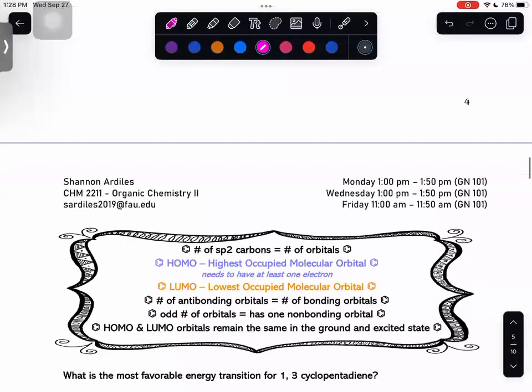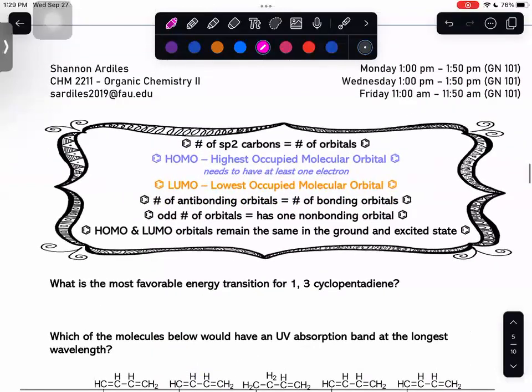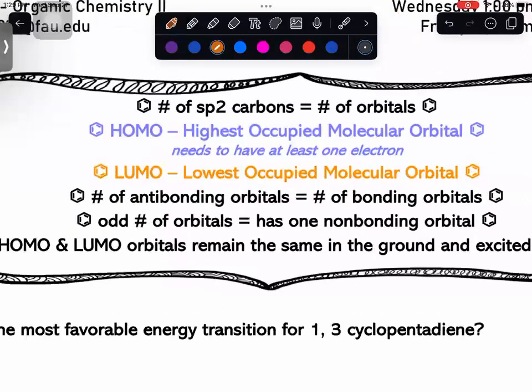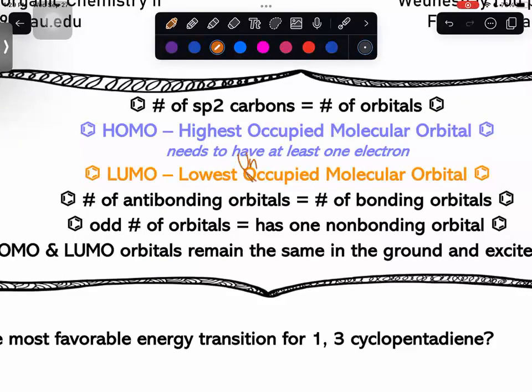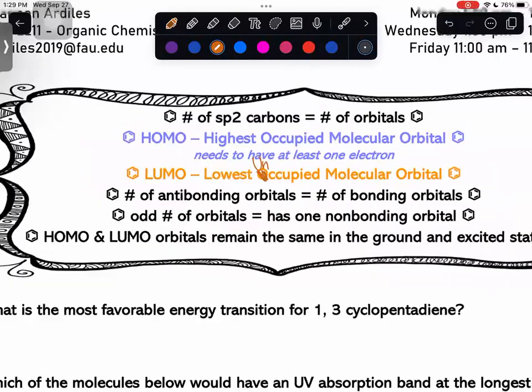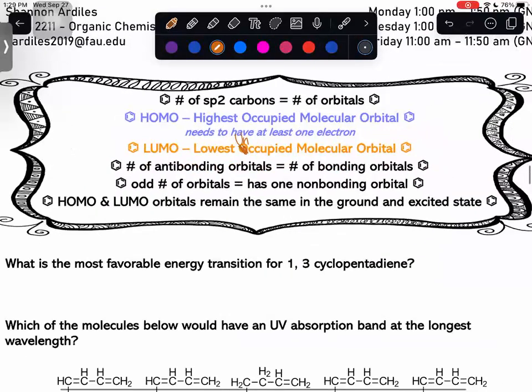Oh, and in here you basically have the rules that we were talking about. So it should be pretty simple. We know that the number of orbitals correlates to the number of sp2 carbons that we have. There you have the definition of HOMO and LUMO. LUMO, it's slightly wrong. Just change that over to a U. There we go. And then remember, anti-bonding orbitals have to equal the bonding orbitals. Whatever you have left over is just non-bonding. And that only happens whenever you have an odd number of orbitals. Okay?